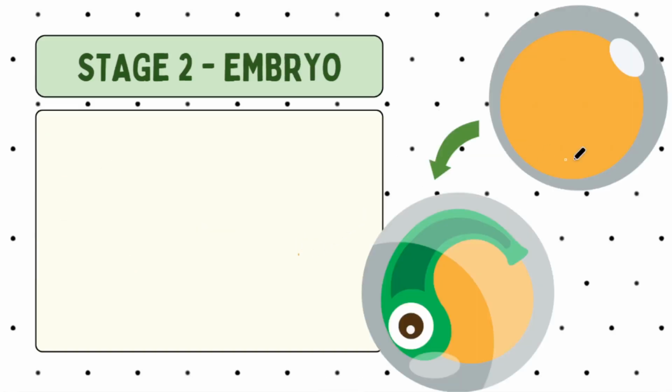Stage 2. So this egg forms an embryo. What is an embryo? The baby fish inside the egg, forming inside, is called an embryo. Okay, baby fish which is forming inside is called an embryo.